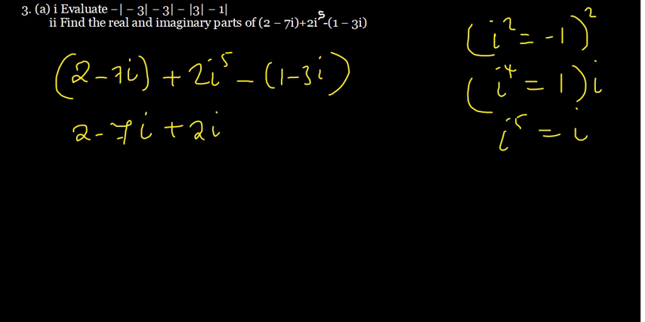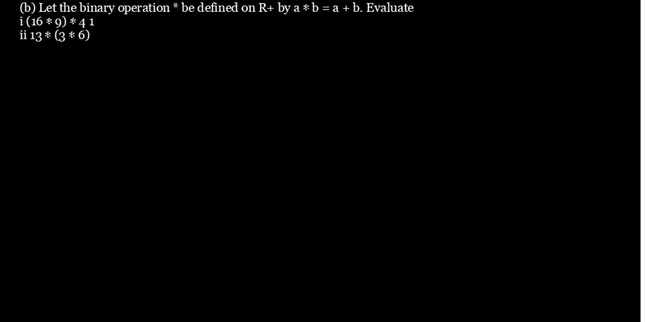So negative times 1, that will be negative 1. Negative times negative 3i, that will be positive 3i. Add now like terms. So 2 minus 1, that is 1. Negative 7i plus 2i plus 3i, that is going to be negative 4i. So that is it for this question.